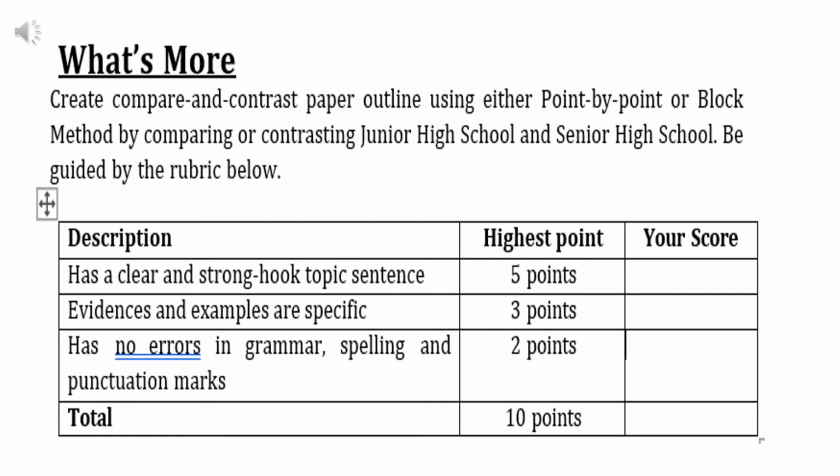So again, you will be creating a compare and contrast paper outline using either the point by point or block method by comparing or contrasting the topic that we had earlier talked about, junior high school and senior high school. All you have to do is to list down characteristics of junior high school, and also the characteristics of senior high school, and then compare and contrast each. So it's up to you whether you will use the point by point or the block method as you prepare your outline for the given topic. Okay, so let's go on.